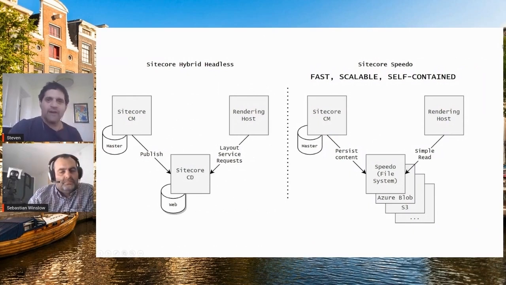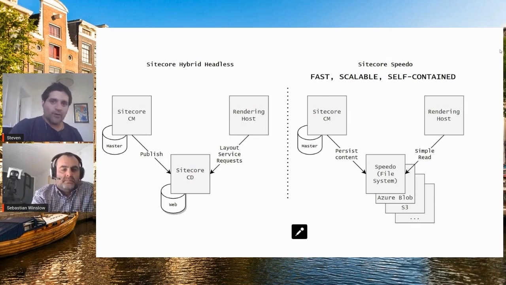So if we start by looking at an overview of how Sitecore's hybrid headless works compared to what we wanted to do: in a normal setup, you have a Sitecore CM, which is running on the master database. You publish it to the CD, and then you have the rendering host, which is doing layout service requests back to the CD all the time when it needs to render a page.